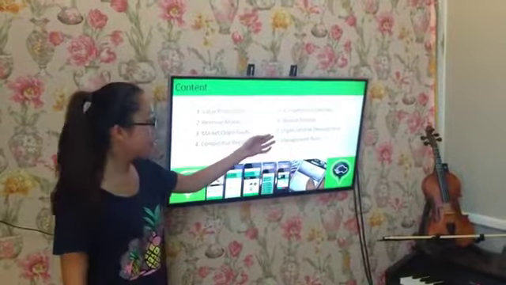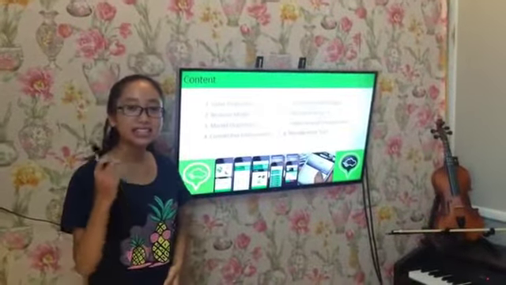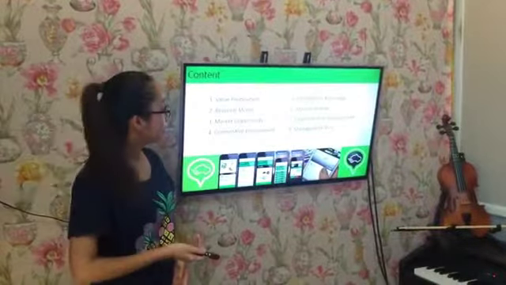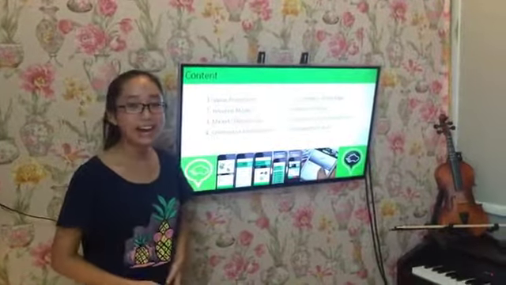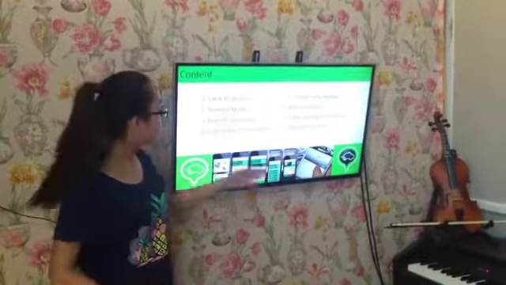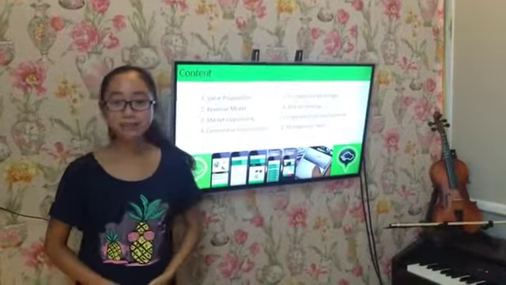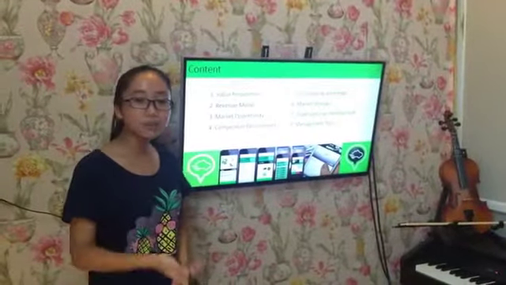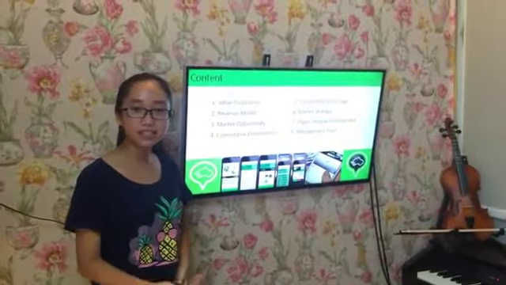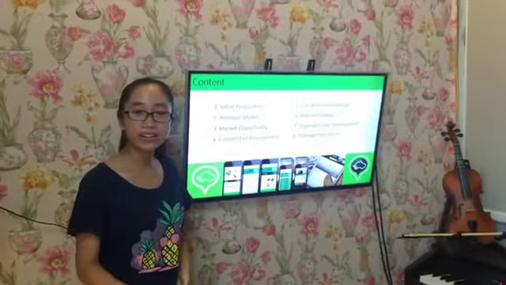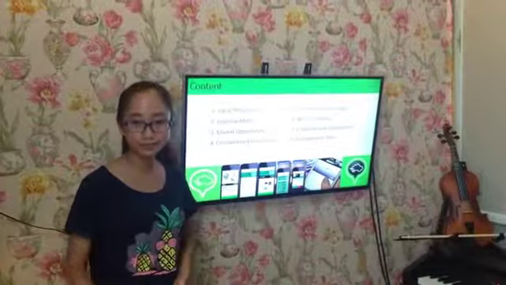Organizational development, the seventh part, discusses how the company organizes its business. And the final part, management team, discusses the employees who run the business and guarantee the business works.